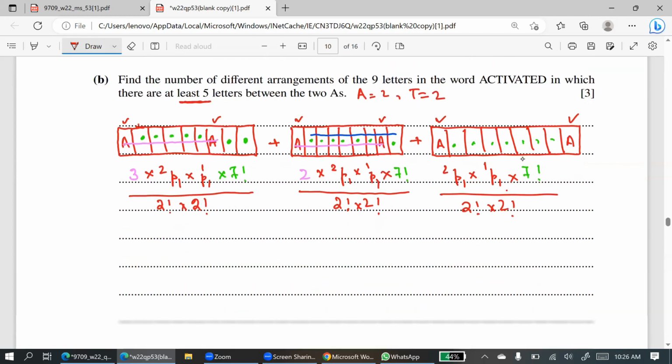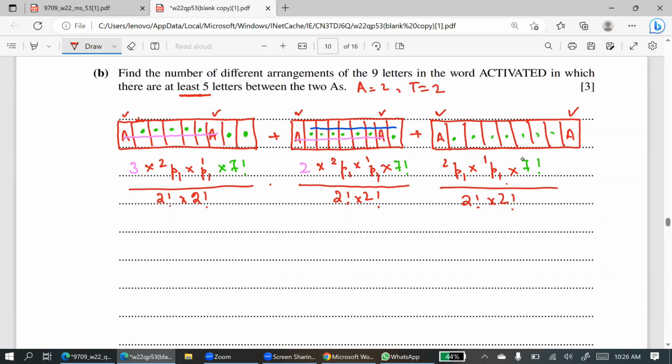What's the final answer? The sum of these three? 151200.